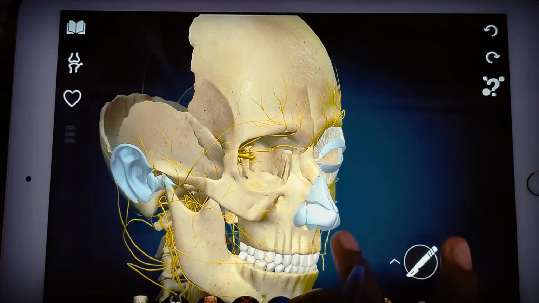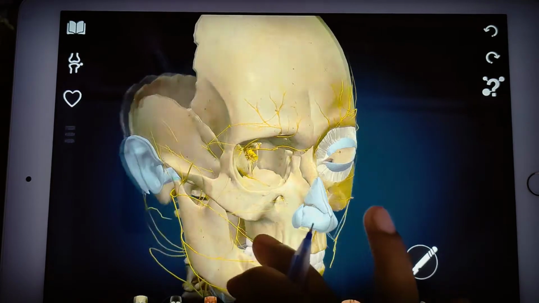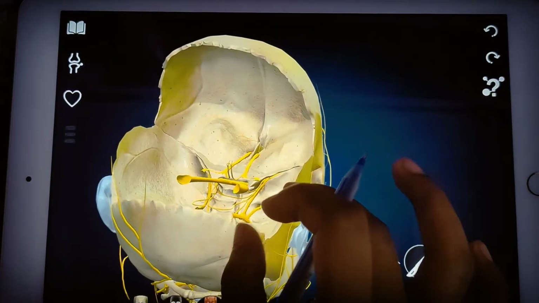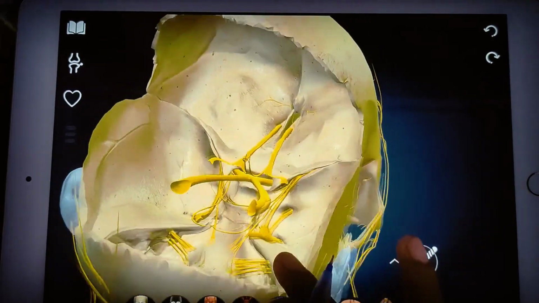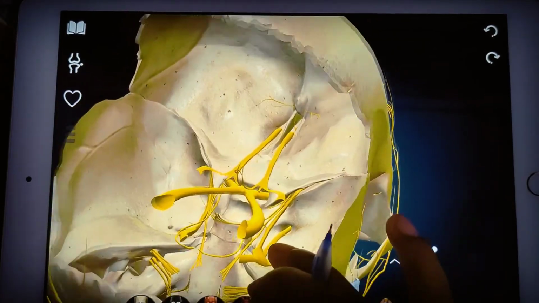And now come to the maxillary nerve, the maxillary division of the trigeminal nerve. I'll be discussing the course of the maxillary nerve. So come here.